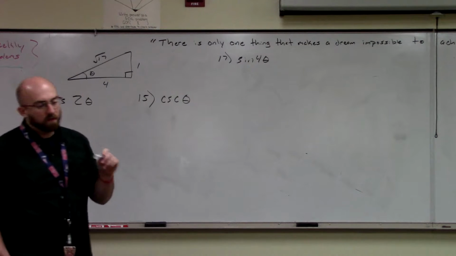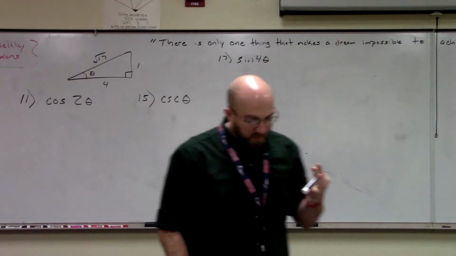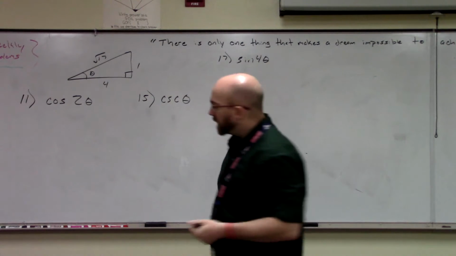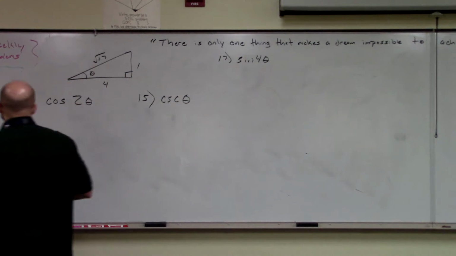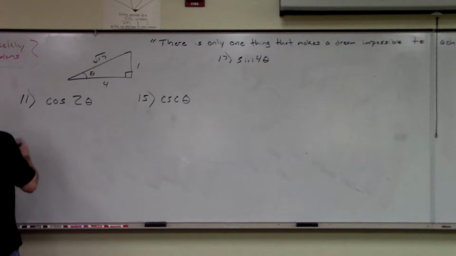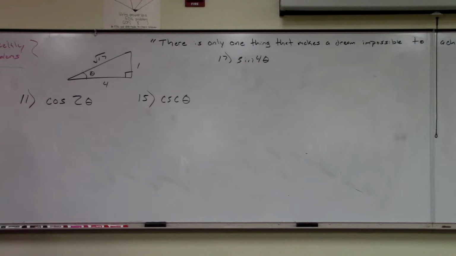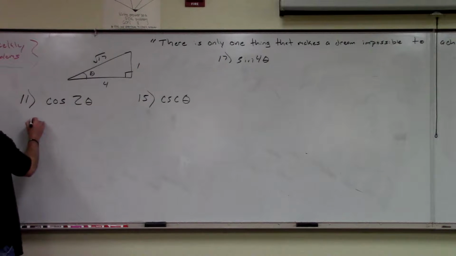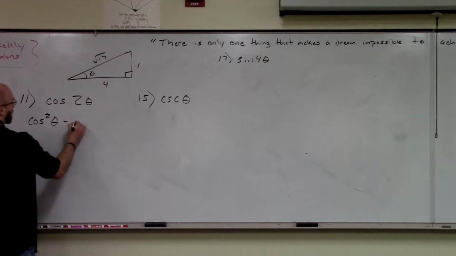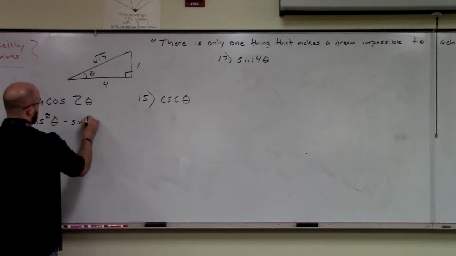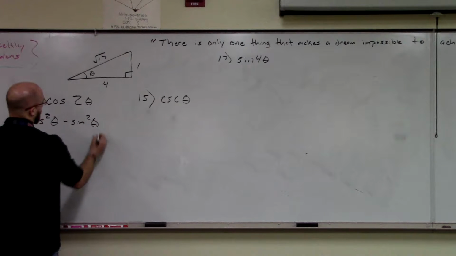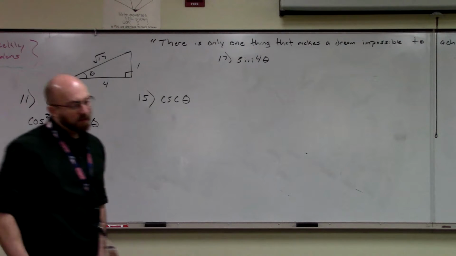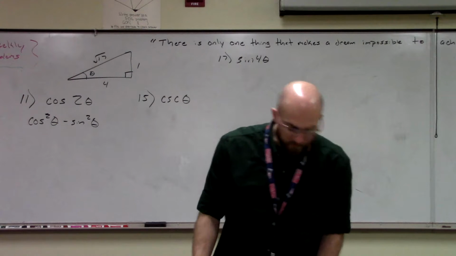Now, cosine 2 theta is very interesting, and there are 3 different ways we can write this one. It matters in terms of what we need to get the problem solved in, but for this particular problem it doesn't matter, so I'm going to use this one: cosine squared theta minus sine squared theta. Basic. I like that one for this type of problem.